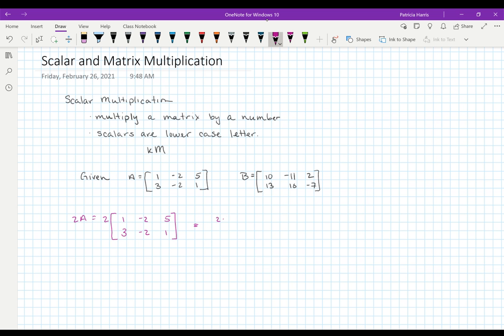So you would get 2 times 1, 2 times 3, 2 times -2, 2 times -2, 2 times 5, 2 times 1. So your answer could be 2, 6, -4, -4, 10, 2. And that's it. That's multiplication by a scalar.